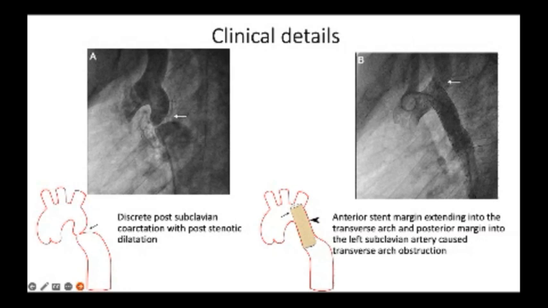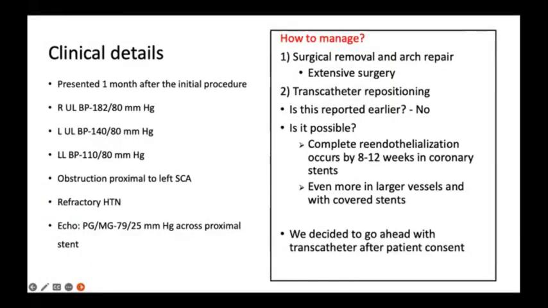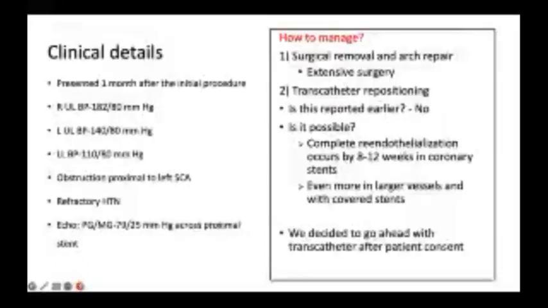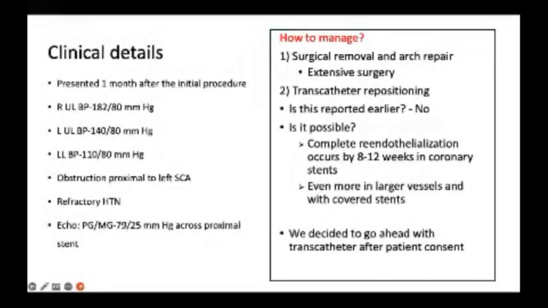Patient presented to us 1 month after the initial procedure with the right upper limb BP of 180/80 and the left upper limb BP of 140/80 and lower limb BP was 110/80 mmHg with refractory hypertension. And we did echo, which showed peak gradient of 79 and mean gradient of 25 across the proximal stent.